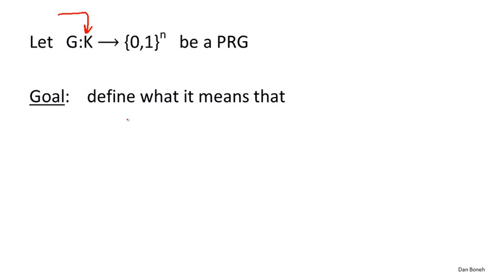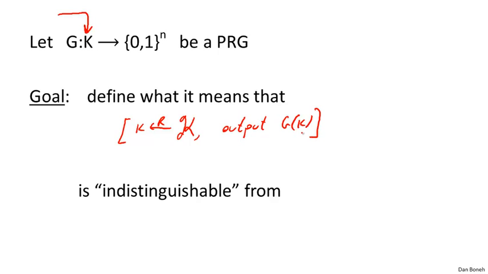In other words, we're going to define a distribution that is defined by choosing a random key in the key space. Remember that the arrow with R above it means choosing uniformly from the set K, and then we output the output of the generator. And what we'd like to say is that this distribution of pseudo-random strings is indistinguishable from a truly uniform distribution. In other words, if we just choose a truly uniform string in {0,1}^n, and simply output this string, we'd like to say that these two distributions are indistinguishable from one another.